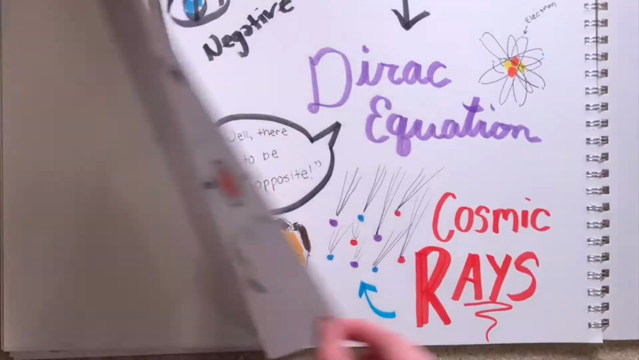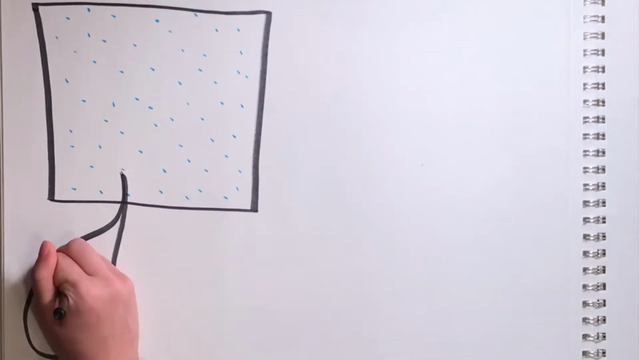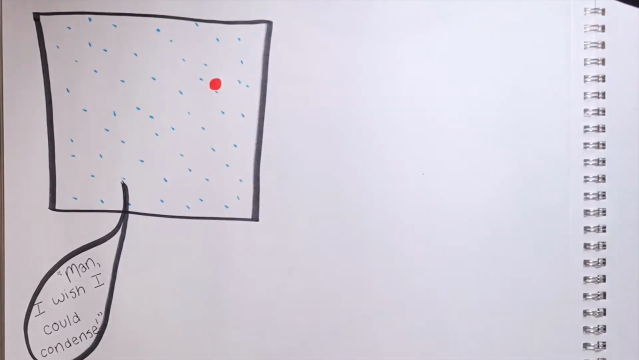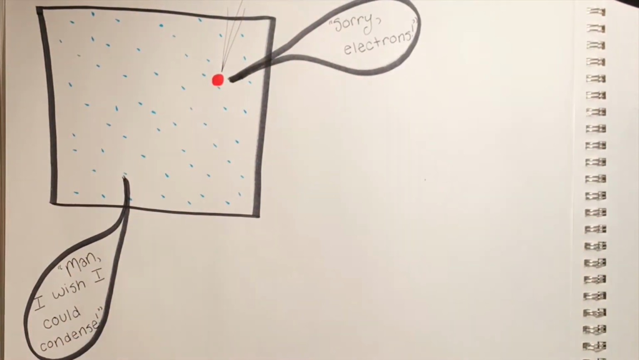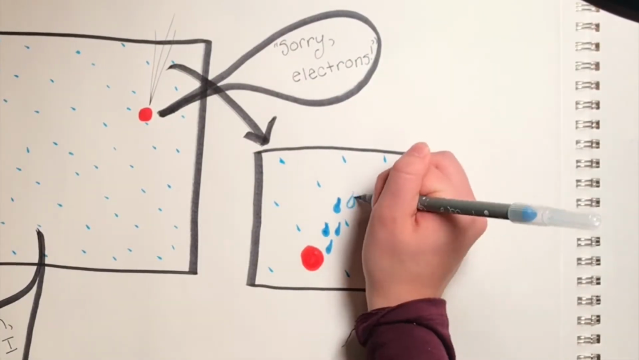A cloud chamber is basically a box filled with water vapor that wants to condense but doesn't have anything to form droplets around. When a charged particle, like a cosmic ray, enters it, the particle rips the electrons off of the water molecules, leaving ions. When that happens, it leaves a line of water droplets in the path of whatever entered the chamber so it can be photographed and observed.